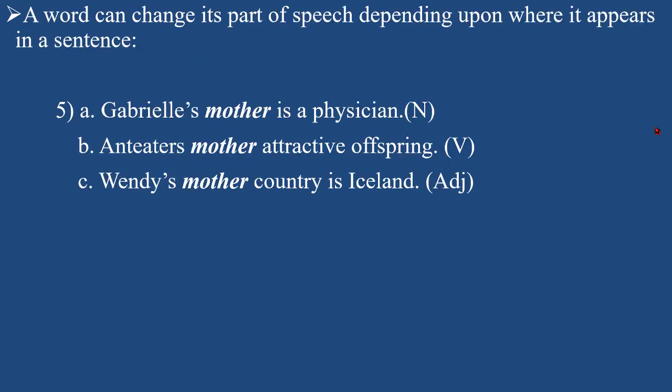A word can change its part of speech depending upon where it appears in a sentence. For example, in 5, we have: Gabriel's mother is a physician. Mother here is a noun. Anteater's mother attractive offspring. Mother here is a verb. Wendy's mother country is Iceland. Here it's an adjective. So one word can be different parts of speech in different positions, depending on where it occurs.